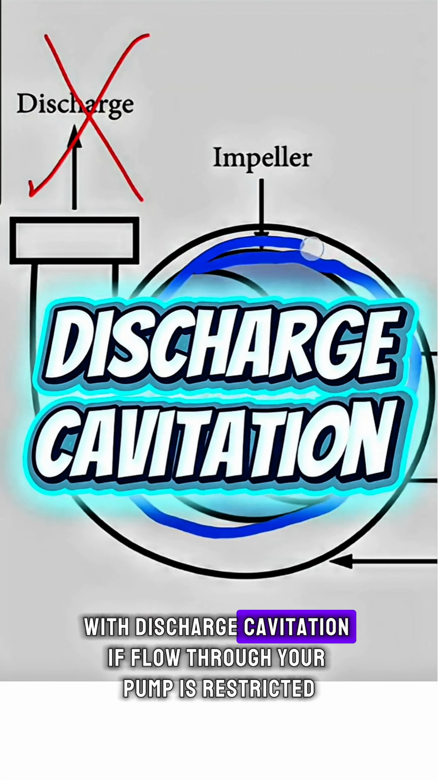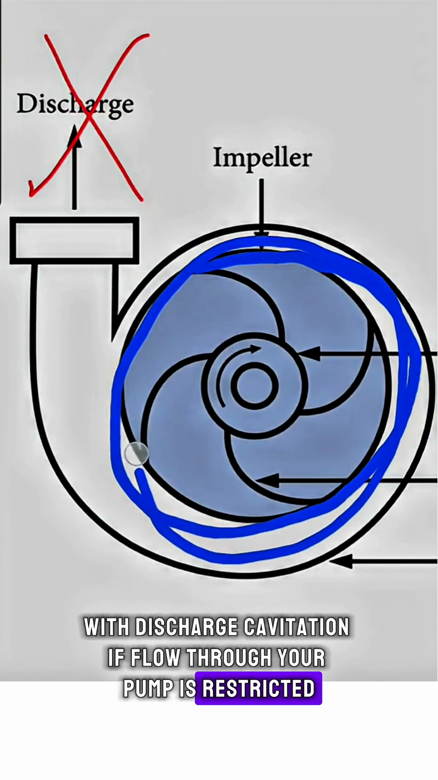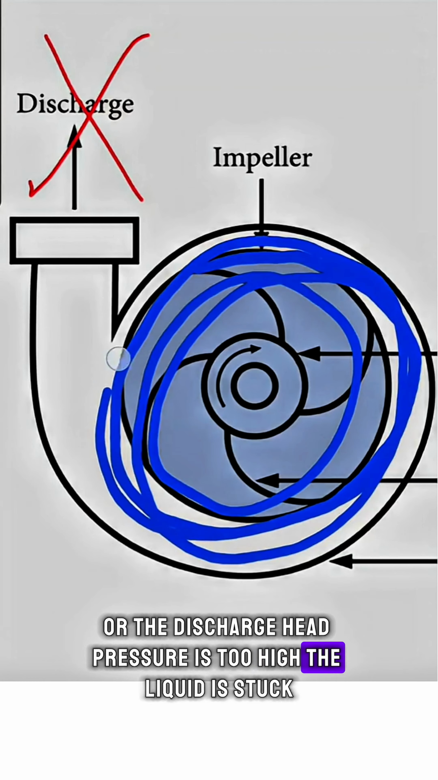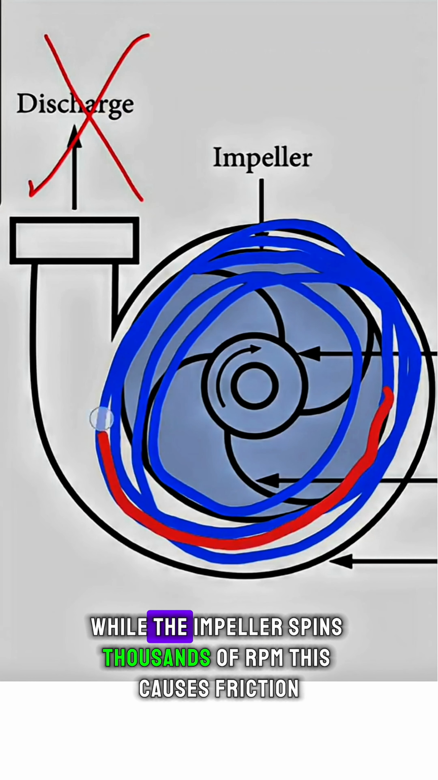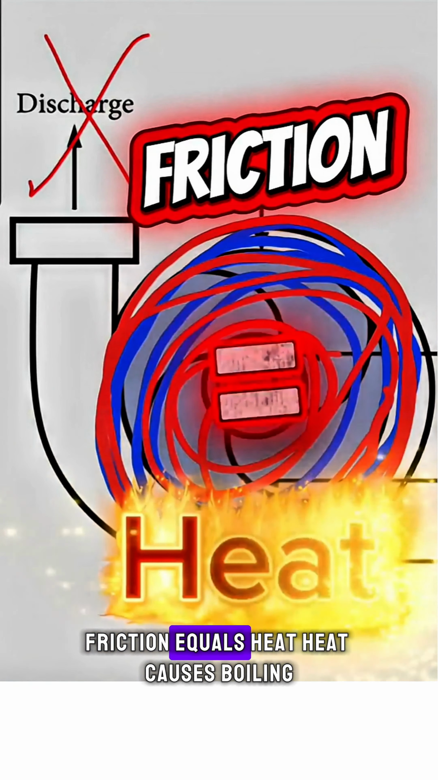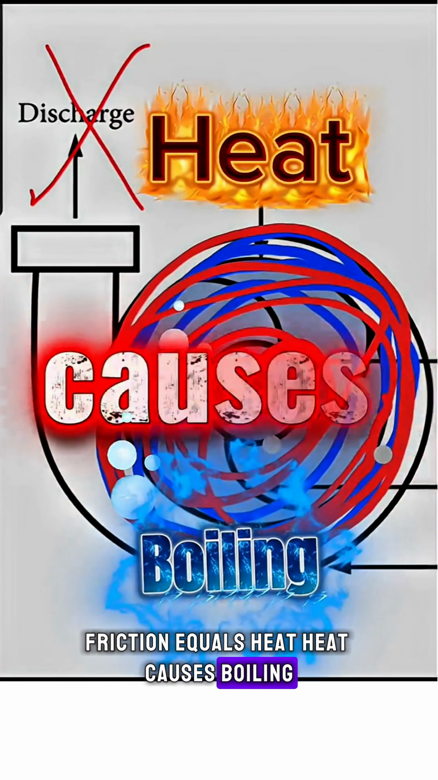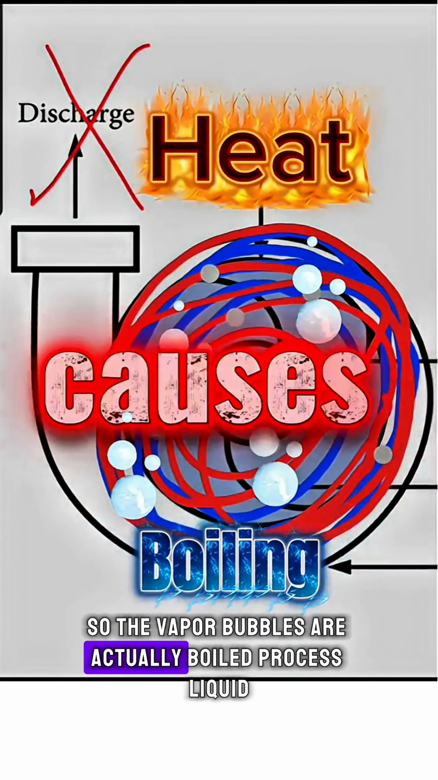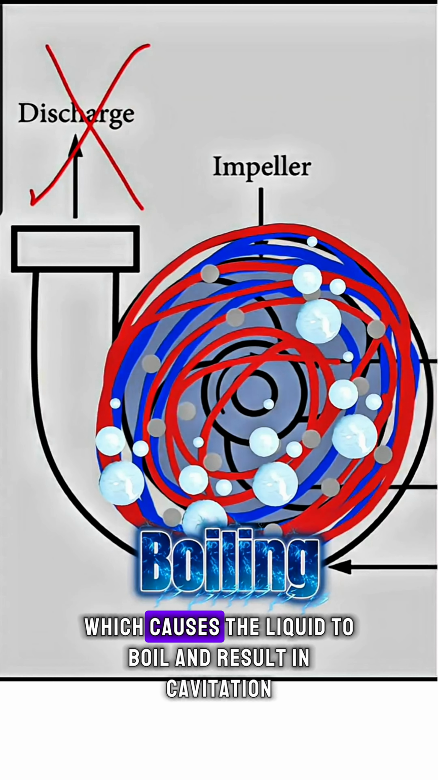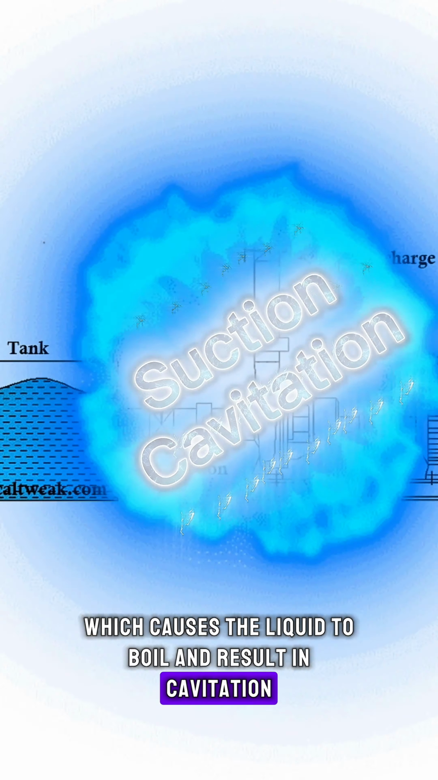With discharge cavitation, if flow through your pump is restricted due to something happening downstream or the discharge head pressure is too high, the liquid is stuck inside the pump casing while the impeller spins at thousands of RPMs. This causes friction. Friction equals heat. Heat causes boiling. So the vapor bubbles are actually boiled process liquid. The lack of flow causes friction, which causes the liquid to boil and result in cavitation.